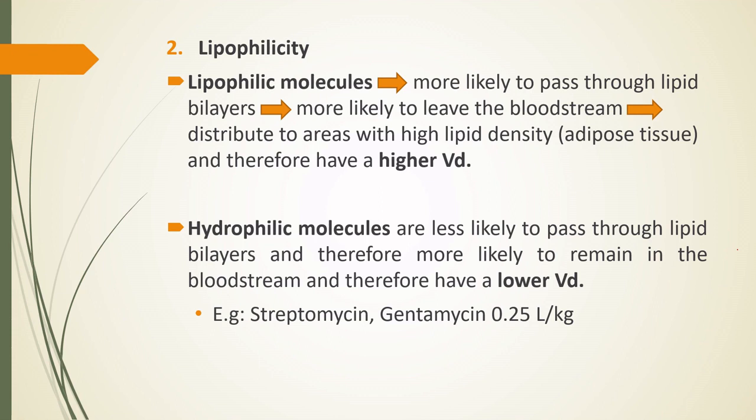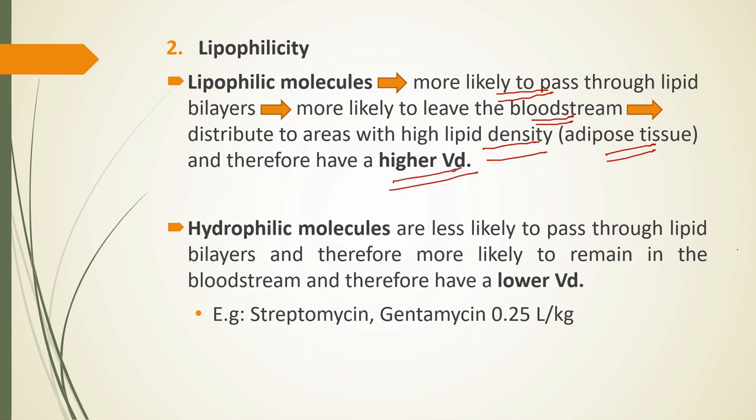Now the second factor is lipophilicity. Lipophilic molecules, as we all know, will be more likely to pass the lipid bilayers, and since they can cross the lipid bilayers, they are more likely to leave the bloodstream. If they leave the bloodstream, then they will distribute to areas which have high lipid densities, because they are lipophilic molecules, such as the adipose tissue. Because of this, there will be a higher volume of distribution.